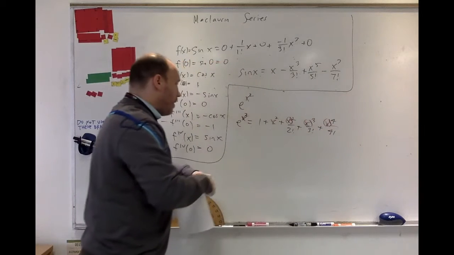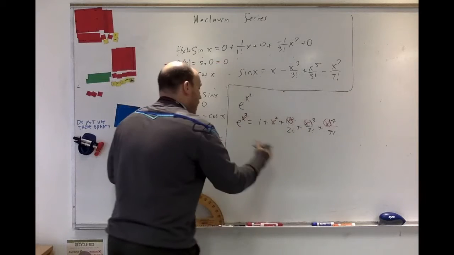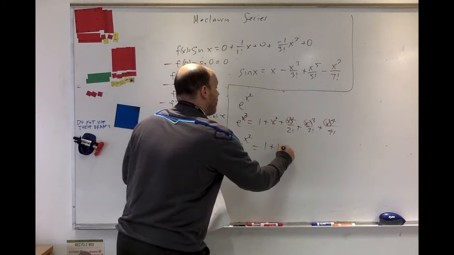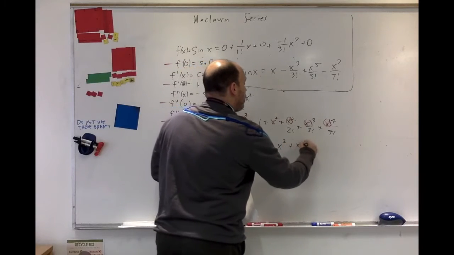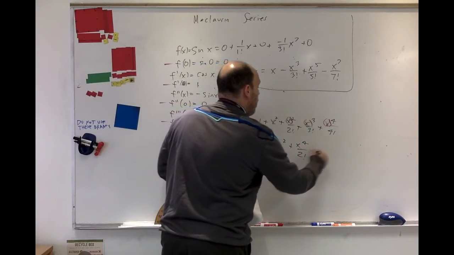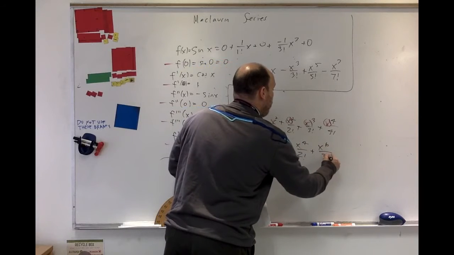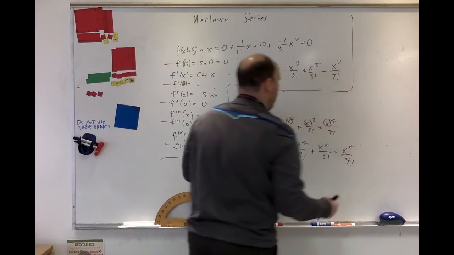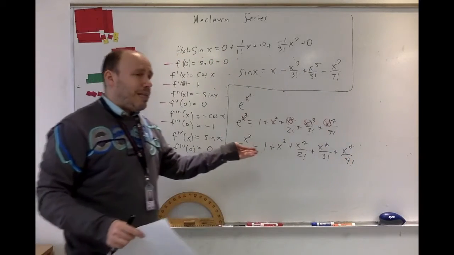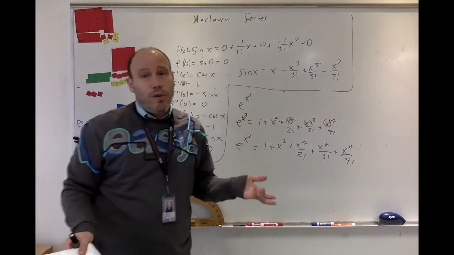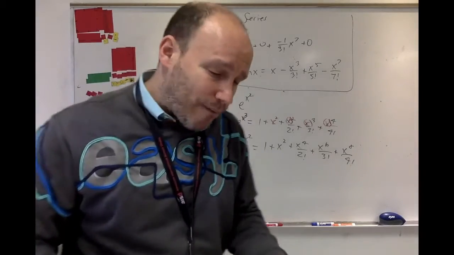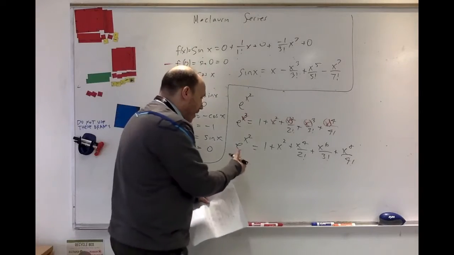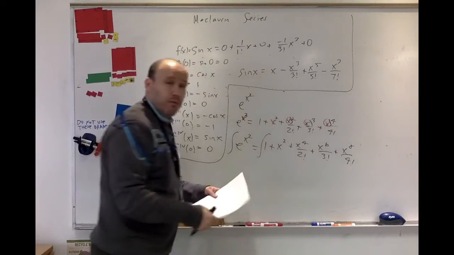And so the idea is e to the x squared power is equal to 1 plus x squared plus x to the 4th over 2 factorial plus x to the 6th over 3 factorial plus x to the 8th over 4 factorial. Now, why do we need this? You might be reminded that you cannot find, analytically, the integral of e to the x squared. But now you can take the integral.